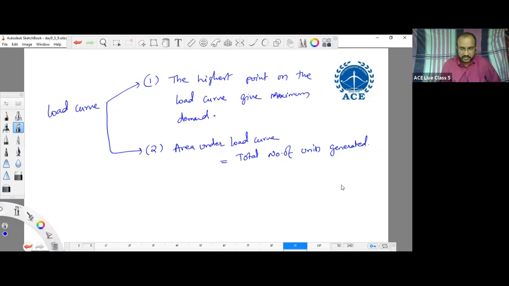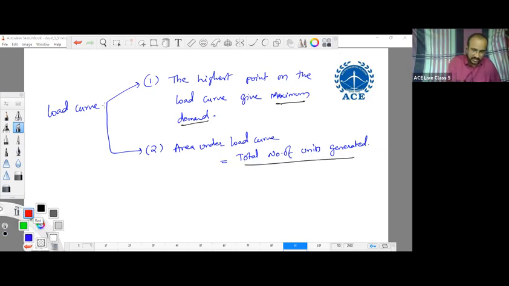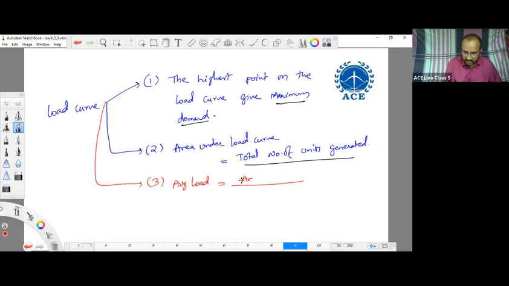Okay. Now if we observe, we got the maximum demand, and the total number of units that are being generated. So now, can you calculate the average load or not? Average load is nothing but, once you calculate the area under the load curve, you get the total number of units generated, and the total time over the specified duration. Area divided by total time over the specified duration gives the average load.